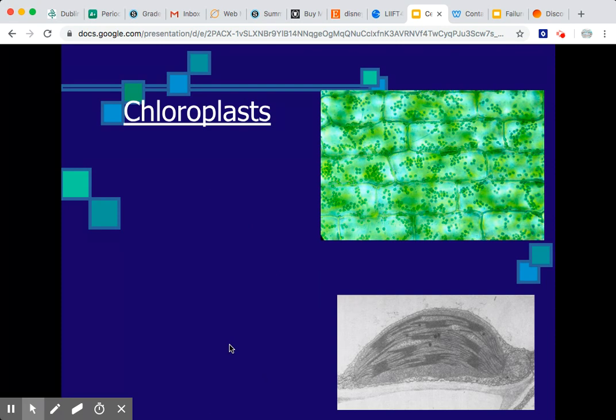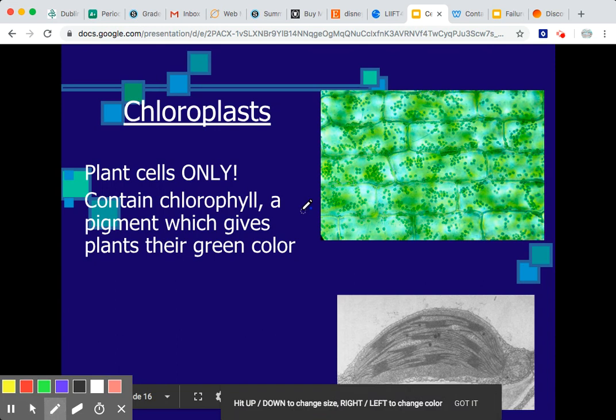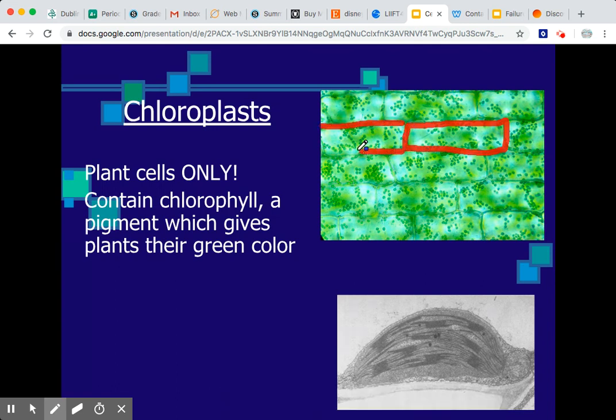Chloroplasts are unique to plant cells only. Most of you, again, remembered that from middle school. They contain a pigment that's called chlorophyll, which gives them their green color. All of these little tiny dots that you see are chloroplasts. The outer edge that I'm outlining right now is the outside edge of a cell. So you can see there are multiple cells within this slide.